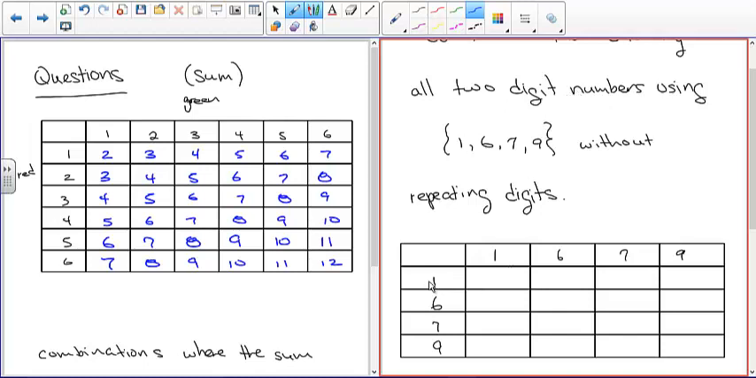So you could break this up. This would be the first digit, and this would be the second digit along this line. So the first digit is 1, second digit is 1, first digit is 1, second digit is 6, first digit 1, second digit is 7, and just continue on here, where the first number is the one in the row and the second number is the one in the column.